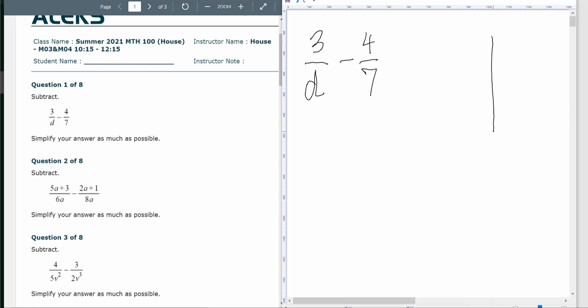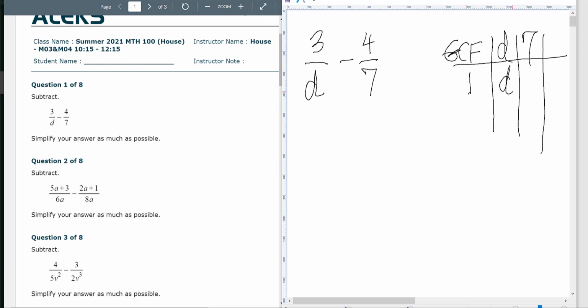So to get the least common denominator, the method I use is I put my denominators here and I find my greatest common factor in this first column. The only thing that will go into d and 7 is 1. That means there's a d left there and a 7 left there. So my LCM is 1 times d times 7, which is 7d. That means I need to make both of these denominators a 7d. So 7d is my common denominator.